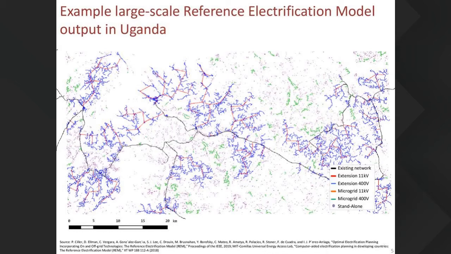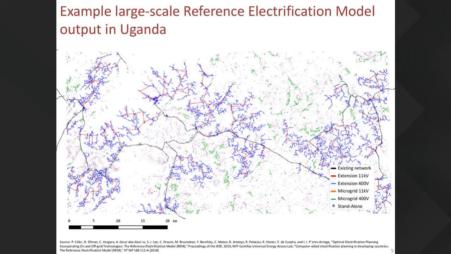And you see here an example, large-scale output of our model, the Reference Electrification Model, for an area in Uganda. And these are mostly the areas that we're focused on, areas that have low energy access rates currently. So probably not as much of South Africa, but maybe a lot of its neighbors or some areas of South Africa. And what you're seeing here is, well, first a collection of points.